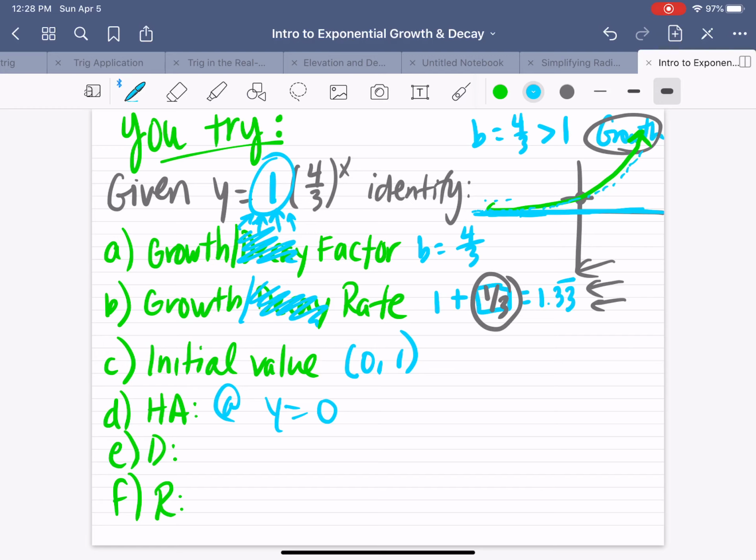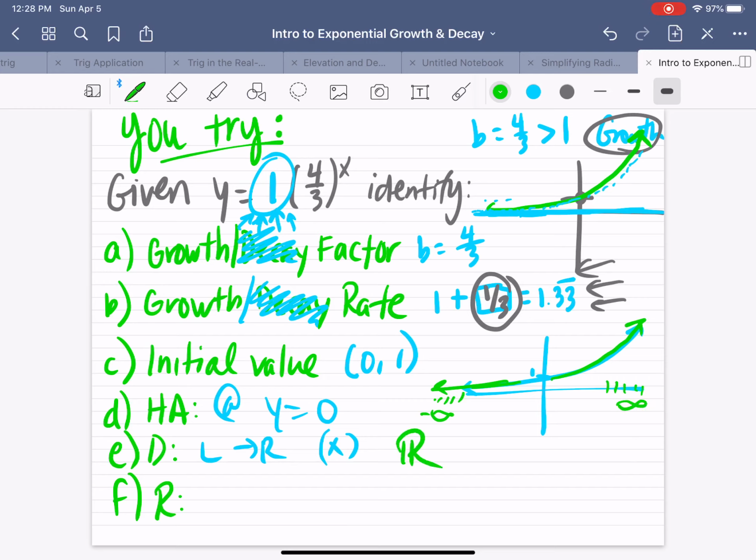Now, the domain. So again, here's the graph. The y-intercept is 1. The domain is from left to right, looking at the x values. If I look at the graph from left to right, as this graph goes to the left, it is approaching negative infinity. As it goes to the right, it's approaching positive infinity. So the domain is all real numbers. If you haven't figured it out yet, the domain for exponential growth and decay will always be all real numbers.